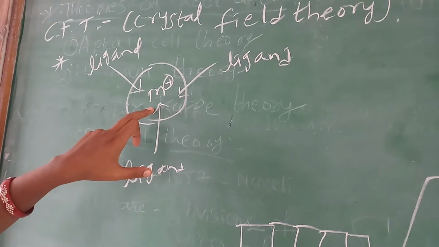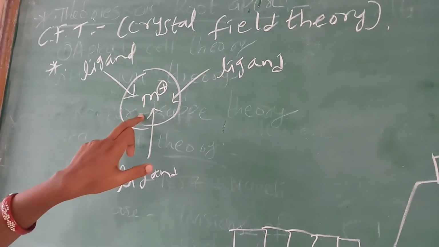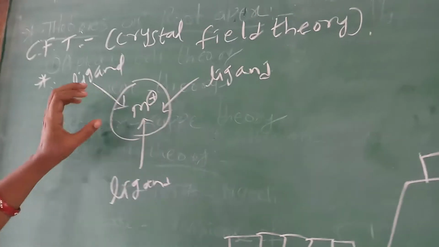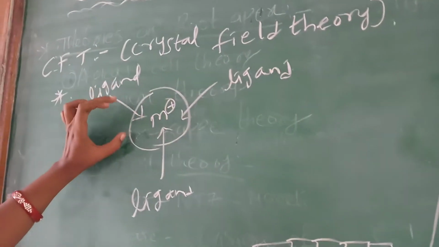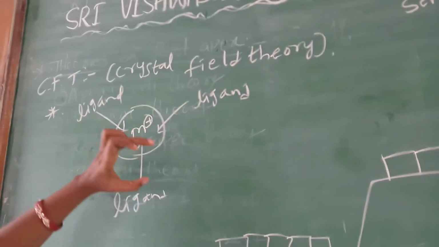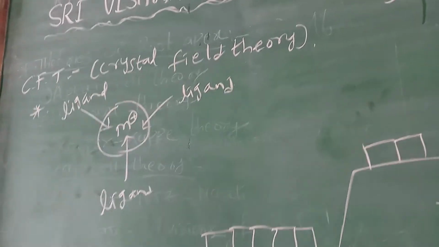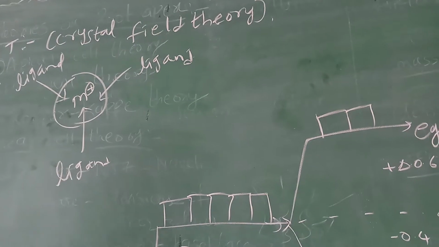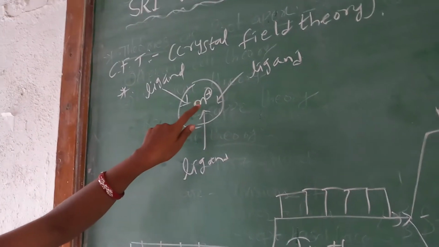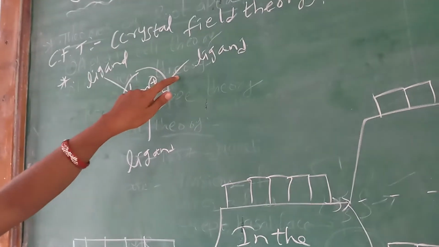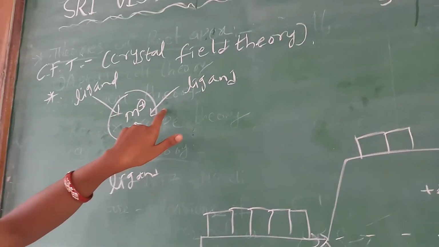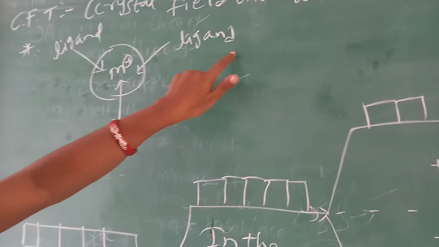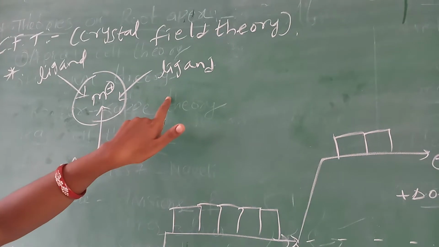Here two possibilities are there for approaching the central metal ion. For example, the ligands approach the central metal ion along the axis. When the ligands approach along the axis, the orbitals which are present along the axis face high repulsions with the ligands.